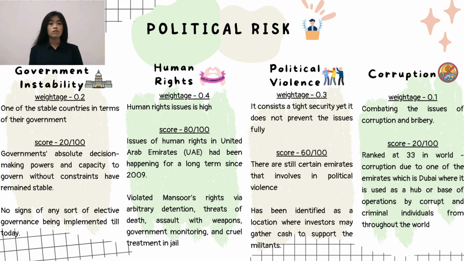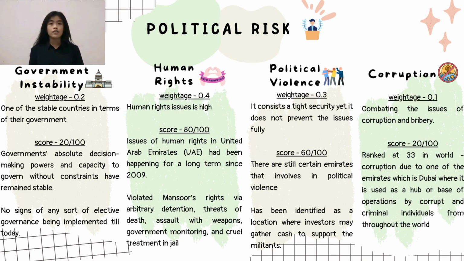The second one is human rights, where the weight assigned is the highest among all, which is 0.4. This is because, according to research, the UAE has a lot of human rights issues. The score given for human rights in political risk is 80 out of 100 because issues of human rights in the United Arab Emirates have been happening for a long term since 2009.